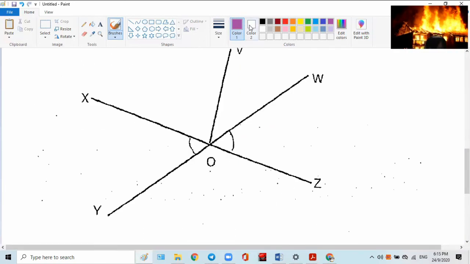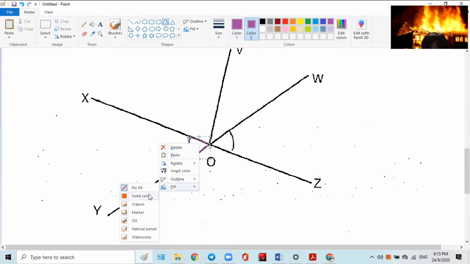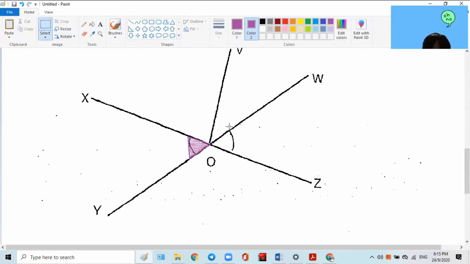Do you know that these are called vertically opposite angles? Vertically opposite angles must be equal to this one. This is called vertically opposite. So I'm looking for vertically opposite.